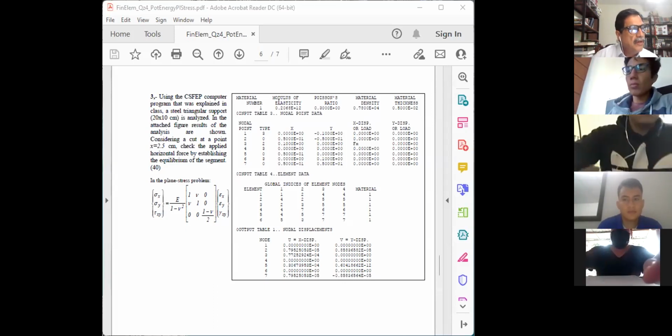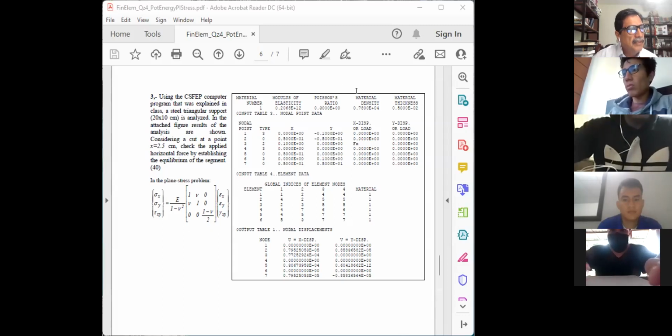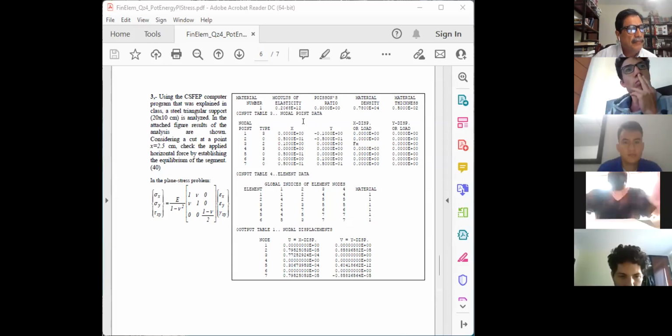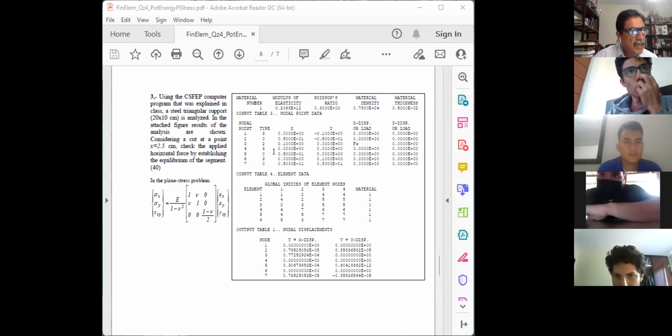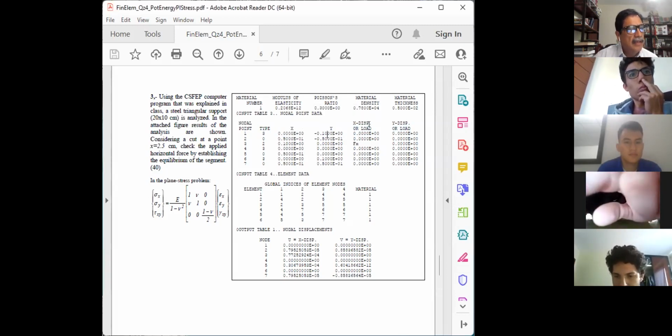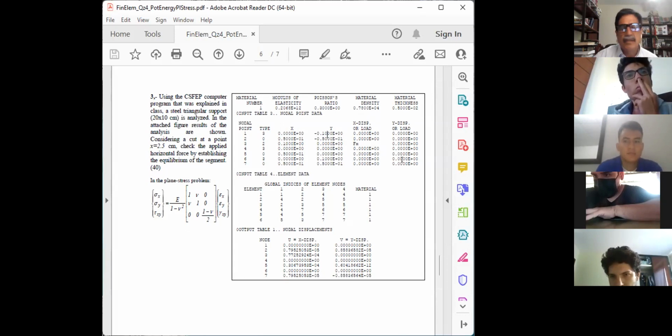Okay, so here you have the information about the material. These are the information about the joints. So here you have the positions, and you can read here X and Y. You have either the displacement in X or the force in X. Here you have the displacement or load in the Y direction. And as you can read here, I changed the value, and instead I replaced it and put an Fx.